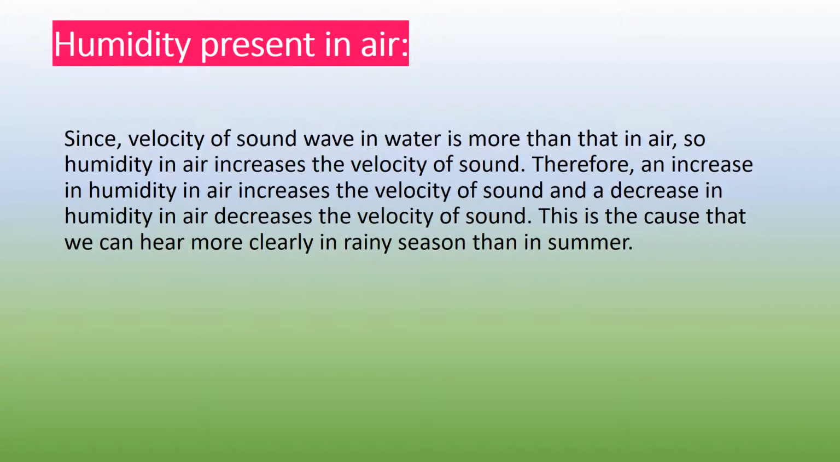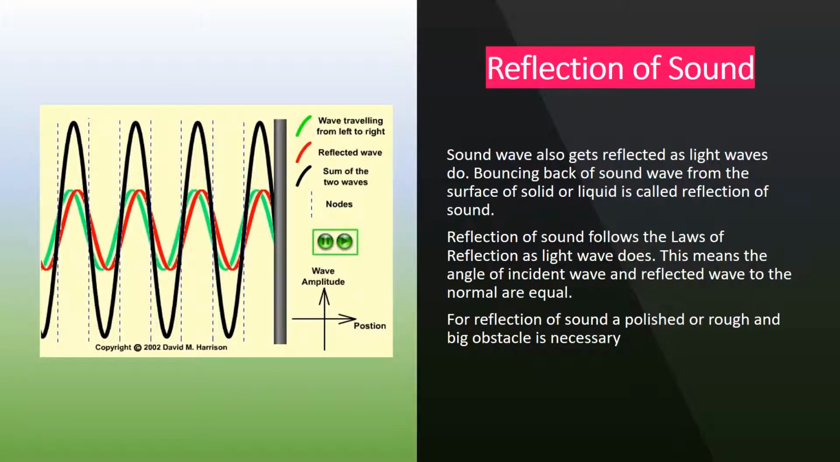Humidity present in air. Since velocity of sound wave in water is more than that in air, humidity in air increases the velocity of sound. Therefore, an increase in humidity in air increases the velocity of sound and a decrease in humidity in air decreases the velocity of sound. This is the cause that we can hear more clearly in rainy season than in summer.